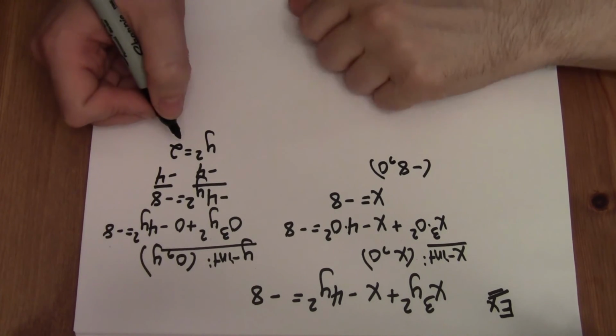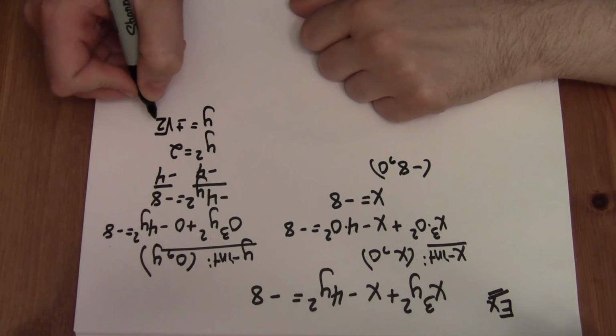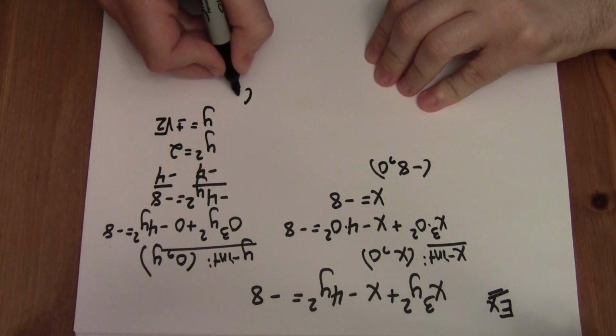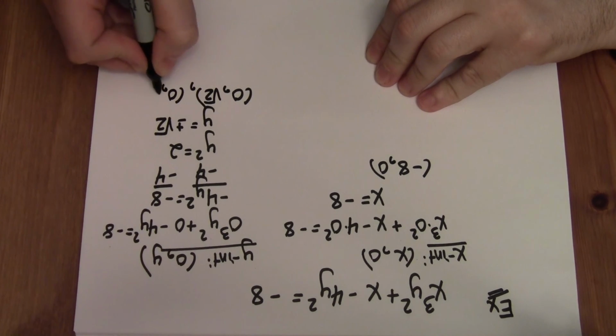Undo your square by taking the plus or minus square root. Make sure you do both of them. And we're going to get y equals plus or minus root 2. Our y-intercepts will be 0 comma root 2 and 0 comma negative root 2.